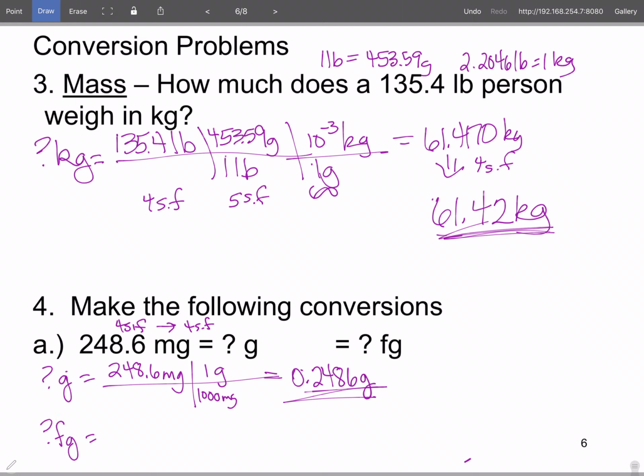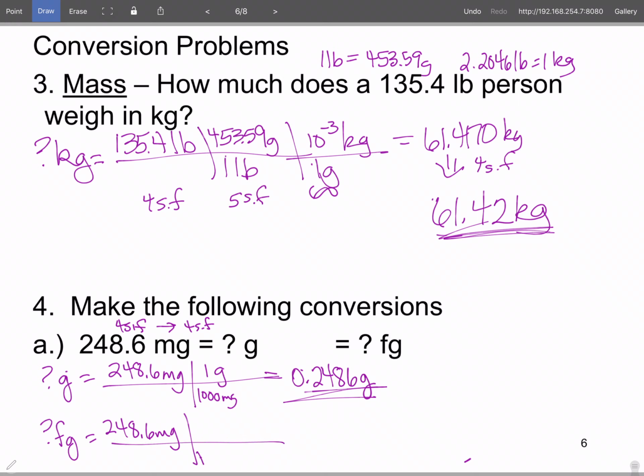Now, word to the wise, don't use the number you just generated, even though as we go through it, we're probably going to use the same values. Because if in case you've typed something in weird, then you've gotten 2 wrong answers. Redo it and make your life easier. So we're going to start with, again, the 248.6 milligrams.